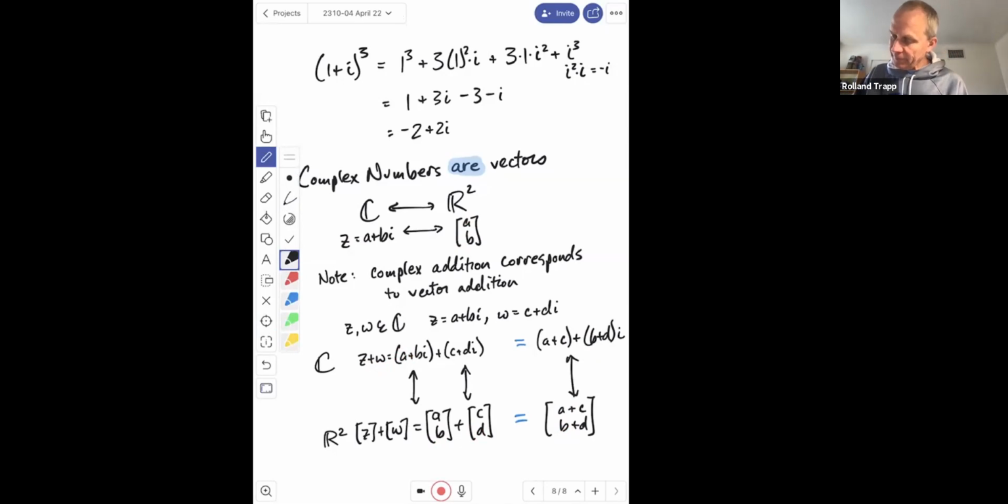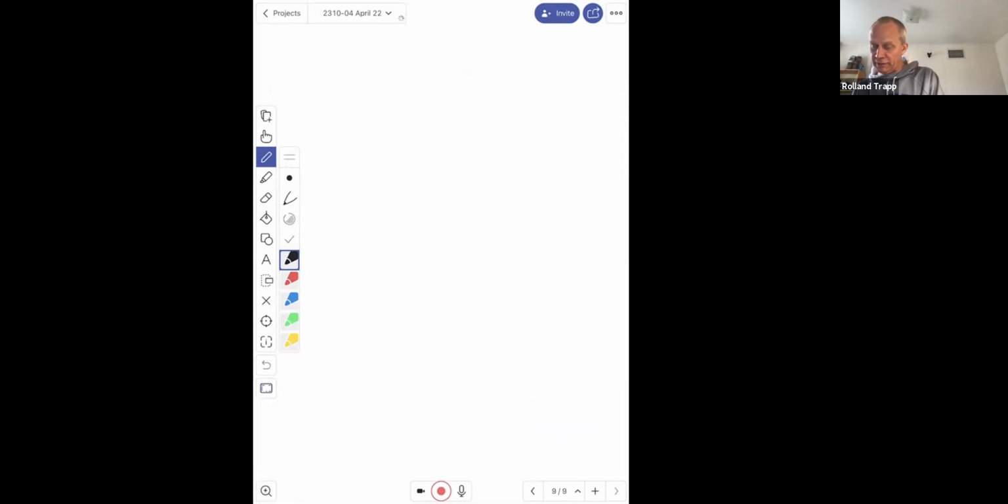So complex addition corresponds to vector addition, and I have a nice visual for complex addition. So we can visualize complex numbers, first of all, as vectors.